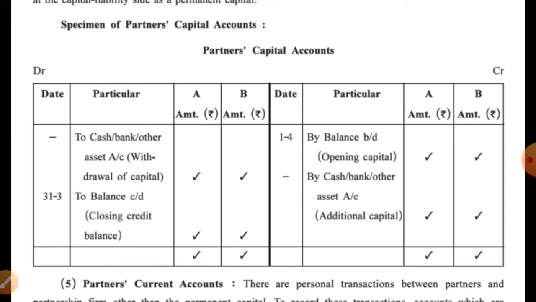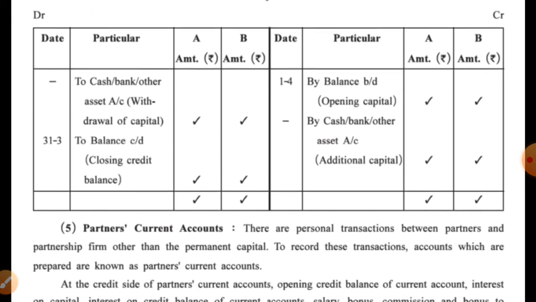Now after posting all the entries, that is of the capital and of the drawings, we have to close the partners' capital account. For closing, generally the difference comes on the debit side, it means the total of the credit side is more, so that is called the closing balance of capital of the partners. That capital will be noted down in the balance sheet. Over here it has been written 31st March, by balance carried down, that is the closing credit balance of partners. So that will be recorded on the liability side of the balance sheet.